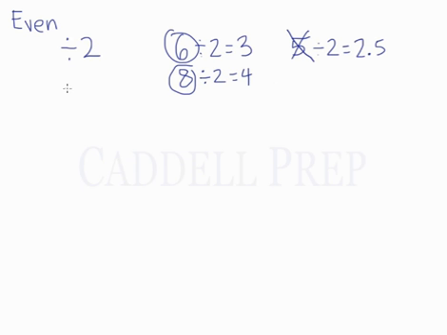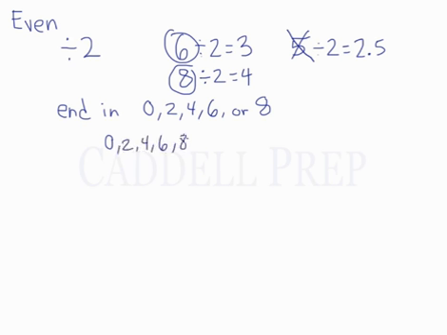A quick way to tell if a number is even or not is all even numbers end in 0, 2, 4, 6, or 8. So if we want to count even numbers, we could count 0, 2, 4, 6, 8, 10 ends in a 0, 12 ends in 2, 14 ends in 4, 16 ends in a 6, 18, 20, 22, and so on.